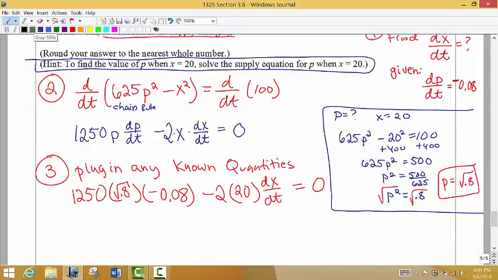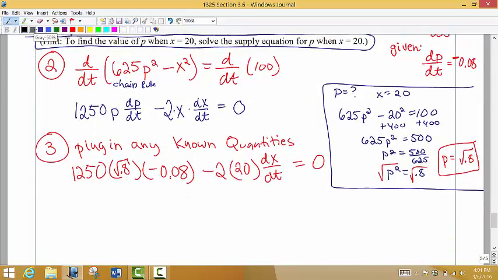Alright, so now I'm going to solve for dx/dt. I don't want to round anything until the very end, so that's why I'm not putting the square root of 0.8 into my calculator. If you do, you're going to get a long string of numbers after the decimal. I'm going to leave it as the square root of 0.8, and that way I don't have any rounding errors at the end.